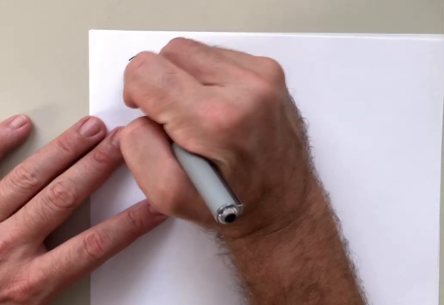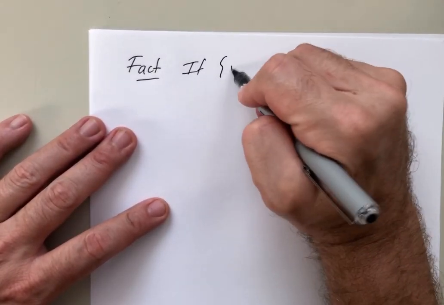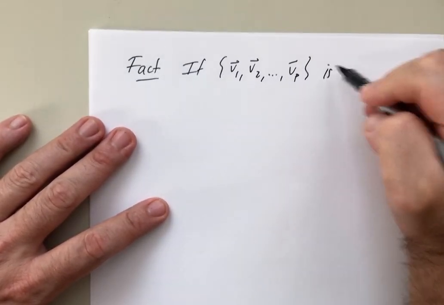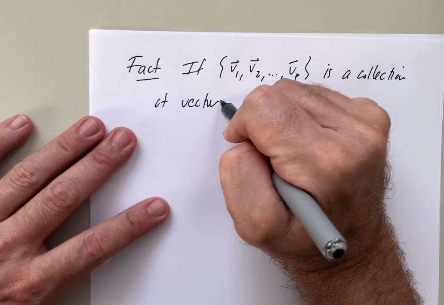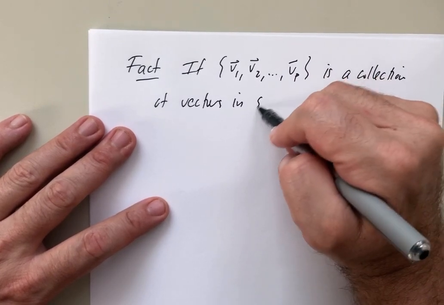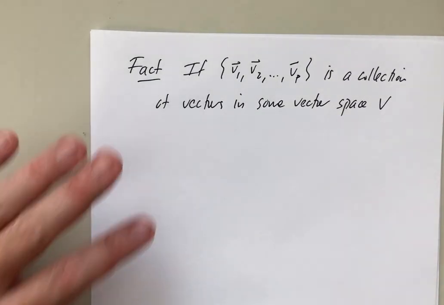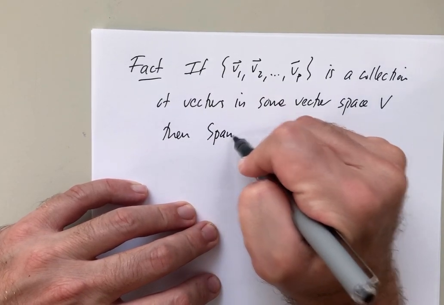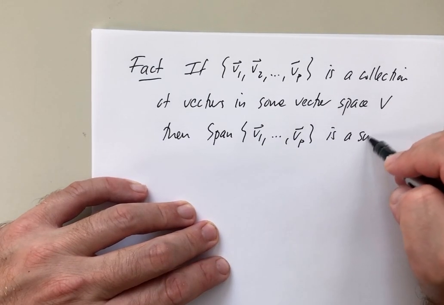And let me just end with the statement that this works in general. So in fact, if let's say V1, V2, I don't have to just take 2, you can give me 1,000 vectors, let's say P vectors. If this is a collection of vectors in some vector space V, it could be polynomials or it could be R20 or whatever, then the span of those vectors, the span of V1 through VP, is always a subspace.